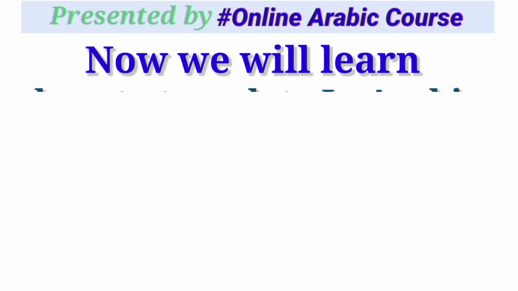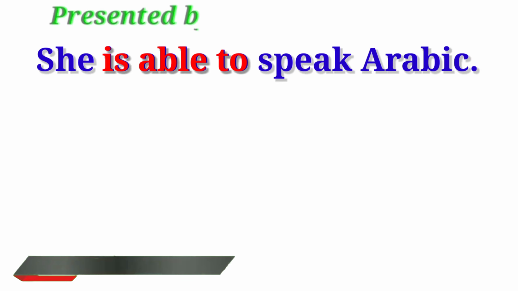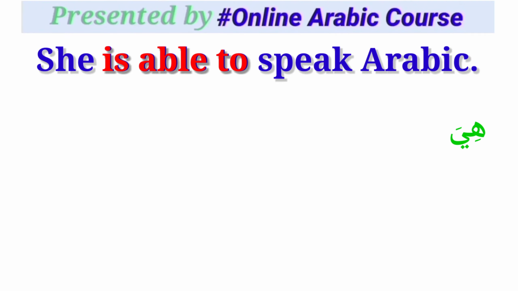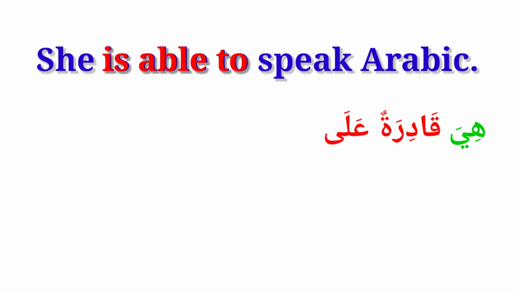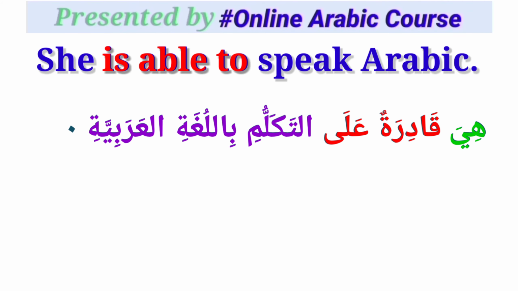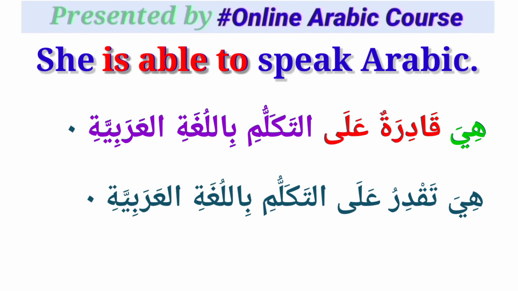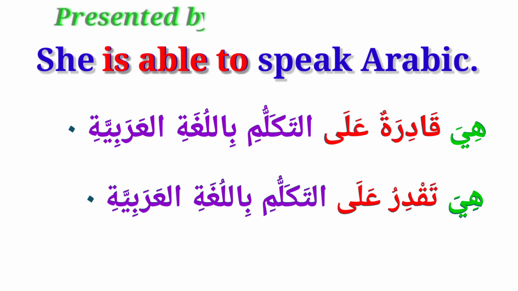And now the turn is to translate "is able to" and "are able to" in Arabic sentences. So the next example is: she is able to speak Arabic. She is, here, able to قادرة على, to speak Arabic التكلم باللغة العربية. هي قادرة على التكلم باللغة العربية. Or هي تقدر على التكلم باللغة العربية. هي تقدر على, she is, here, able to تقدر على, to speak Arabic التكلم باللغة العربية. هي تقدر على التكلم باللغة العربية.